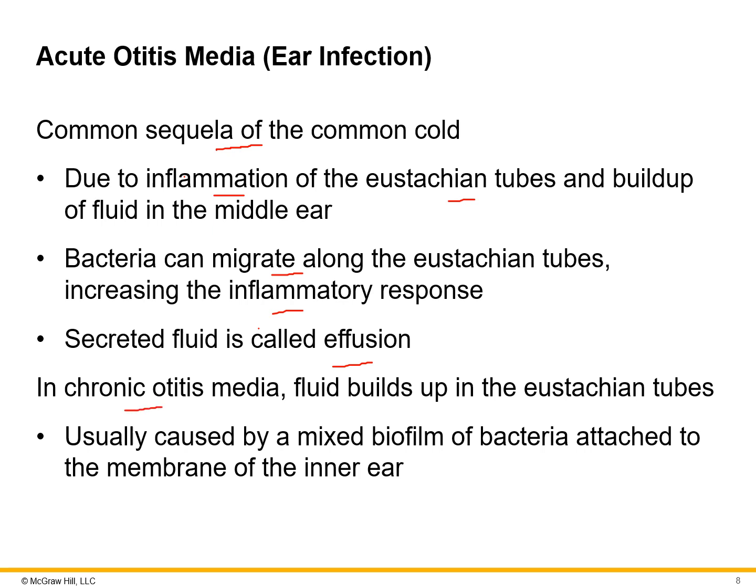Now there can be chronic otitis media, especially in children, where it seems like one ear infection gets cleared up and then they just get another one. So these chronic, long-term ear infections are due to that fluid buildup in the eustachian tubes and typically caused by a mixed biofilm. Again, those antibiotics just can't quite clear all of them up. So after they go off the antibiotic, within a week, those bacteria left in the biofilm are right back at it, causing another ear infection.